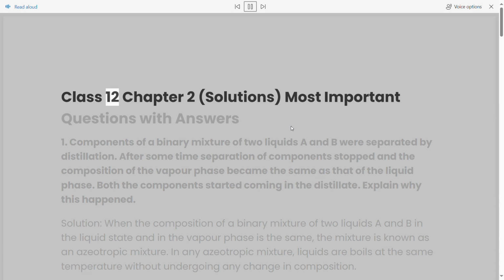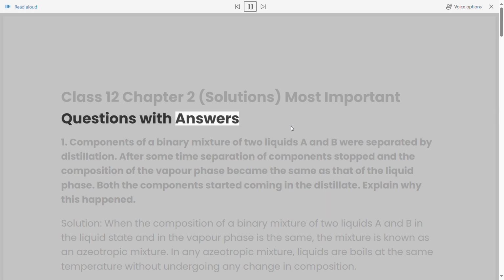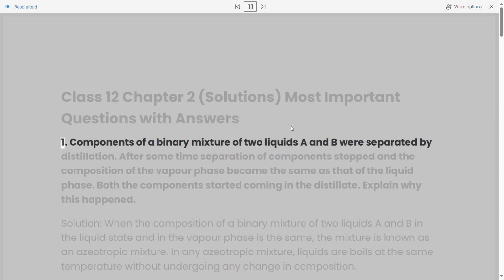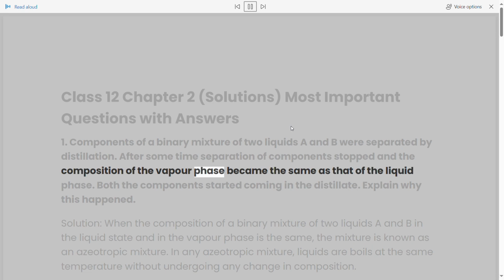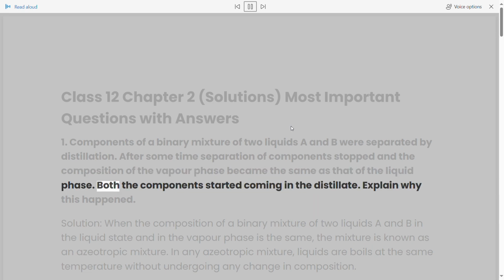Class 12 Chapter 2 Solutions: Most Important Questions with answers. 1. Components of a binary mixture of two liquids A and B were separated by distillation. After some time, separation of components stopped and the composition of the vapor phase became the same as that of the liquid phase. Both the components started coming in the distillate. Explain why this happened.